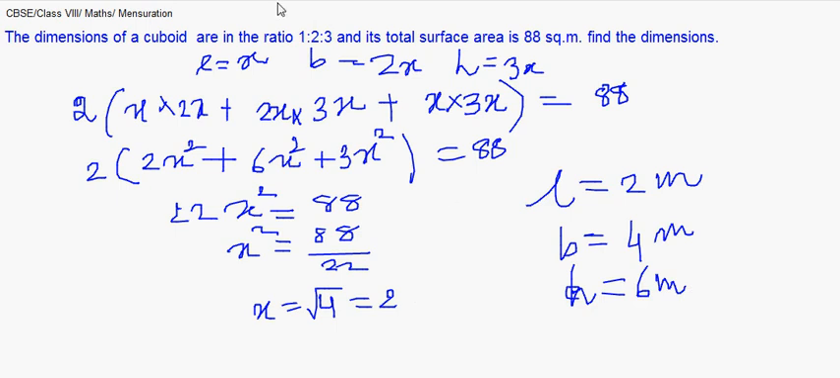Let's now move on to another question in the next screen. I'll write the question first. Give me a minute. Question reads as, the measures of a textbook are, sorry, I missed this S down here, the measures of a textbook are 22 cm, 11 cm, and 3 cm.